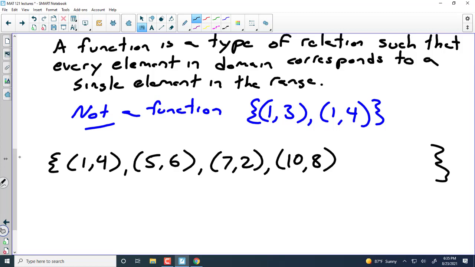Now, everyone look at this thing right here. And you look at the domain. The domain's going to be 1, 5, 7, and 10. But 1 goes with 4. Does it go with any other number? No. 5 goes with 6. Does 5 go with any other number? No. Does 7 go with any other number but 2? And 10 doesn't go with any number but 8. This is a function, everyone, because every element of the domain, 1, 5, 7, and 10, corresponds to a single element in the range. So as this sits right now, this group of ordered pairs is definitely a function.